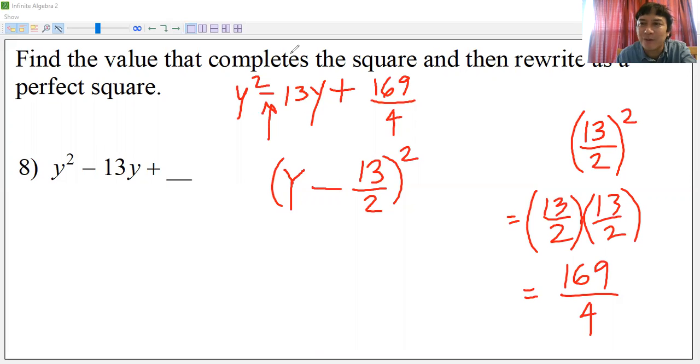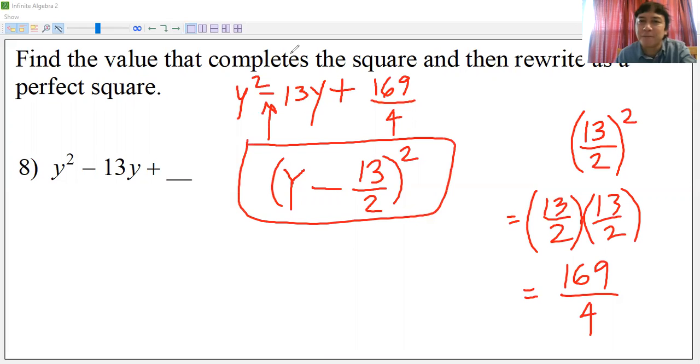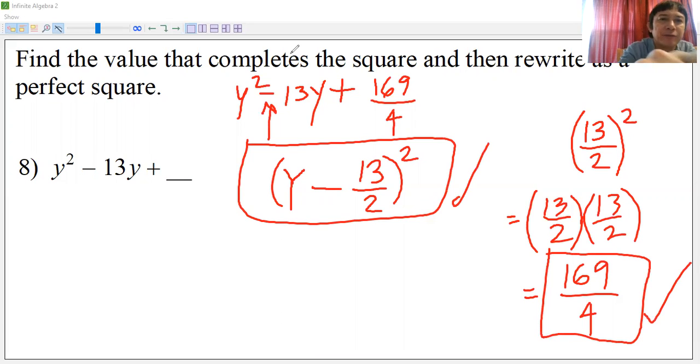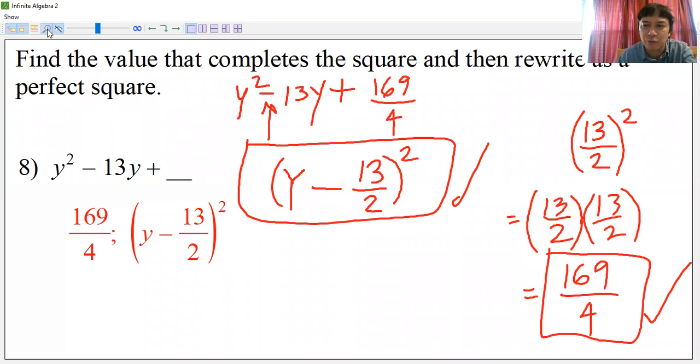All right. Okay, that's it. We have the required perfect square. All right, and then this number over here. So we have this and this. All right, let's verify. Okay, that's 169 over 4 and y minus 13 over 2 squared. I hope you're getting the method, okay? Once you have checked on the step-by-step procedure, you'll be able to do it on your own. All right, so that goes to our number 8. Let's go to the next, number 9.